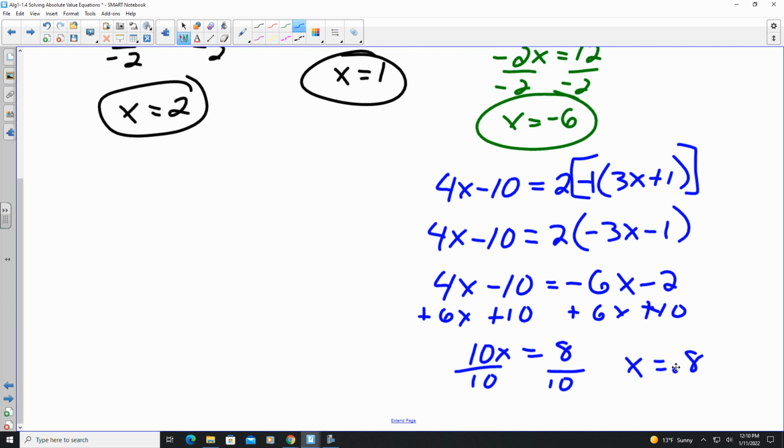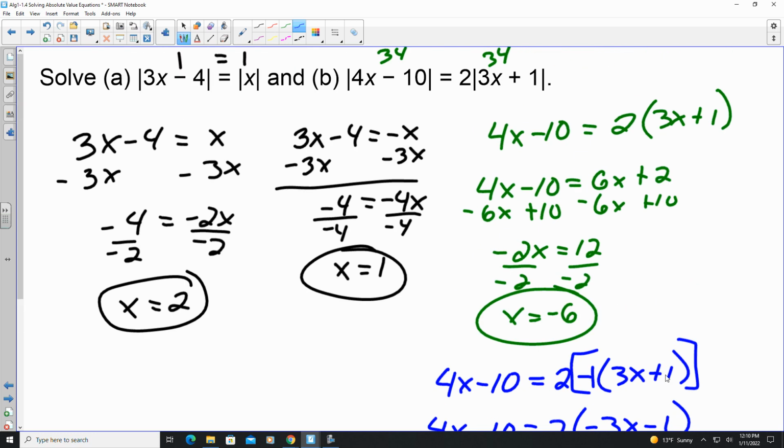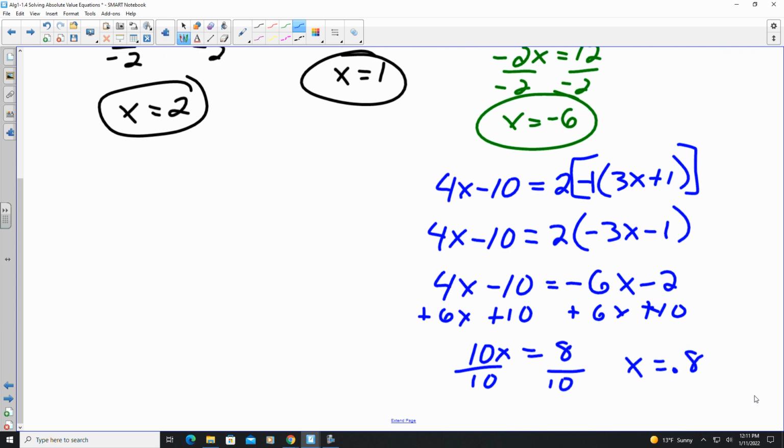So looking at it with this particular value, 4 times 0.8 is 3.2, minus 10 is negative 6.8, but because it's absolute value, it's going to be positive 6.8. Let's take a look here. 3 times 0.8, I get 2.4, plus 1 is 3.4. Absolute value, that's still positive 3.4. Multiply it by 2 is 6.8. So 6.8 is equal to 6.8. This is also a solution.